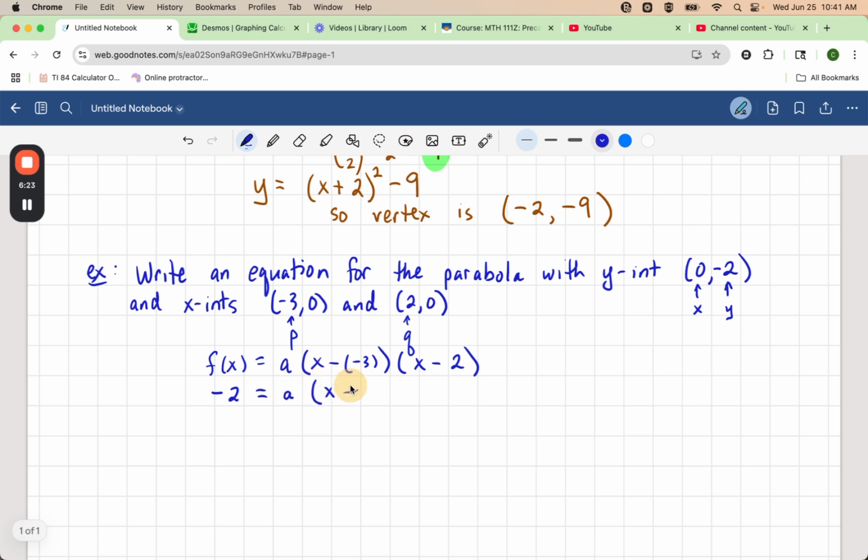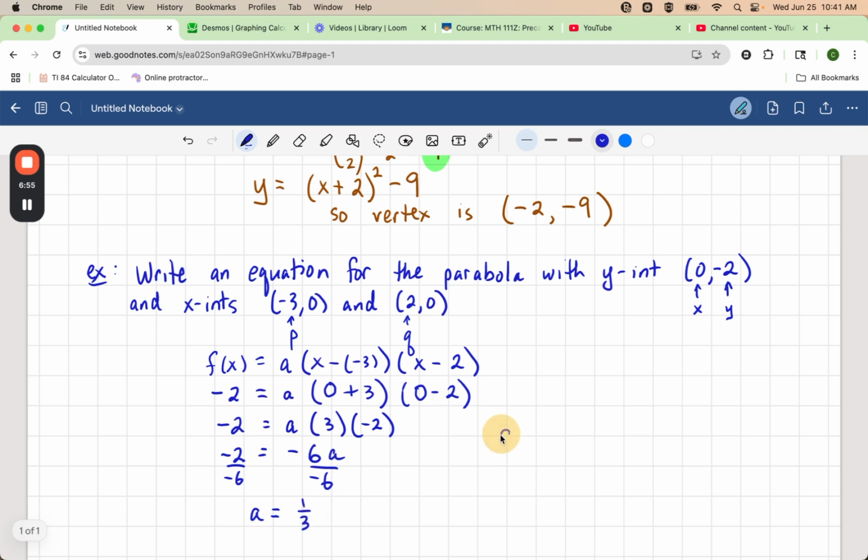This is x plus 3. Actually, I'm plugging in for x as well, right? I'm plugging in 0 for x. So 0 plus 3, 0 minus 2. So that I get -2 equals a times 3 times -2. So -2 equals -6a. So a is 1/3. -2 divided by -6 is 1/3.